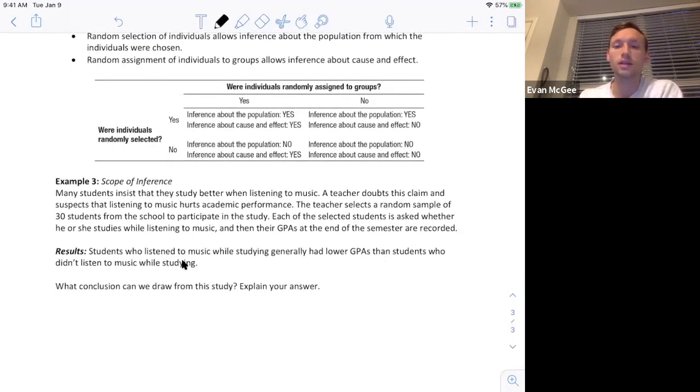Many students insist that they study better when listening to music. A teacher doubts this claim and suspects that listening to music hurts academic performance. The teacher selects a random sample of 30 students from the school to participate in the study. Each of the selected students is asked whether he or she studies while listening to music, and then their GPAs at the end of the semester were recorded. The results showed students who listened to music while studying generally had lower GPAs than students who didn't listen to music when studying. What conclusions can we draw from this study? Explain your answer.